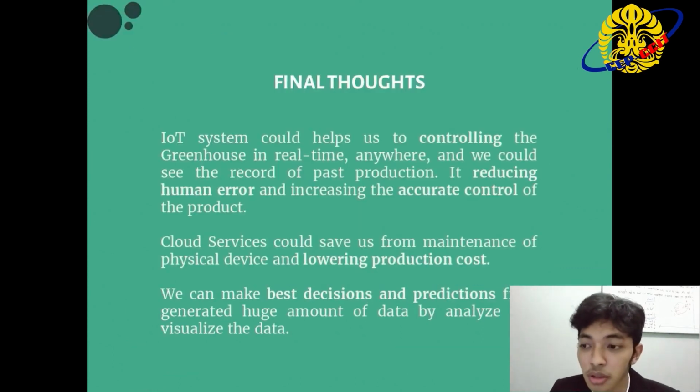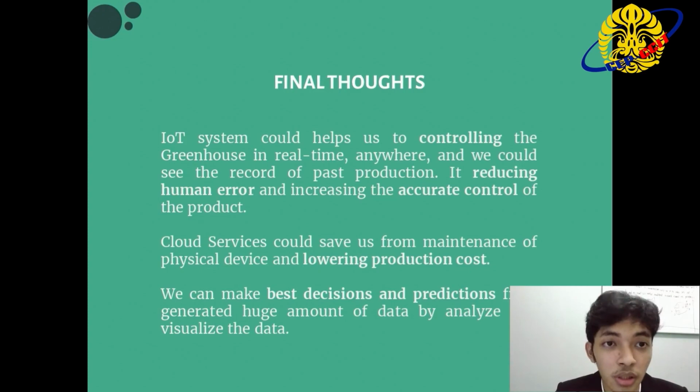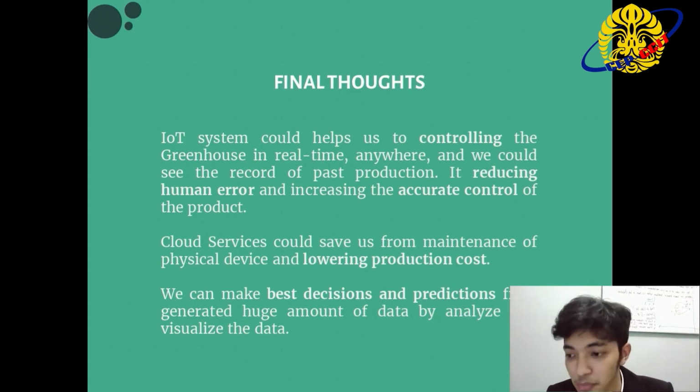And our final thoughts about IoT system: IoT system could control the greenhouse in real time, anywhere, and we could see the record of past production because all the data are stored in our cloud service. It also reduces human error and increases the accurate control of the product, since we are using sensors, so it should be accurate.